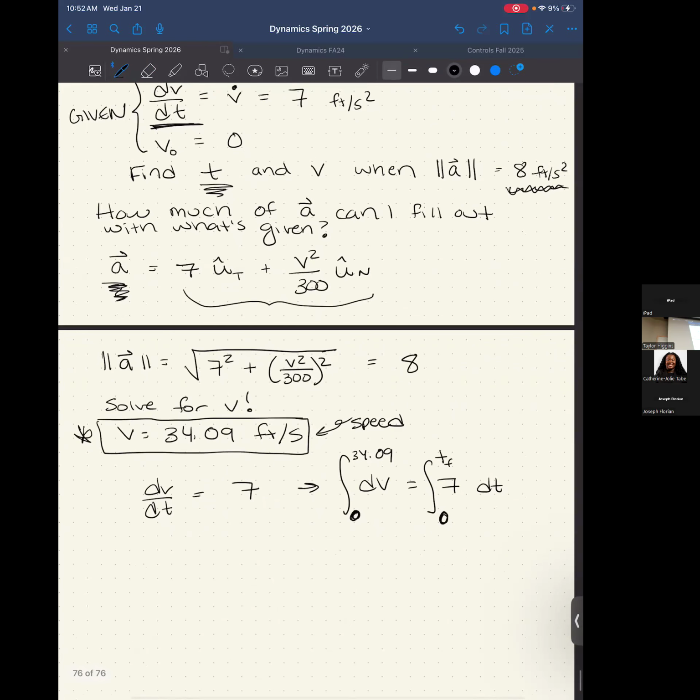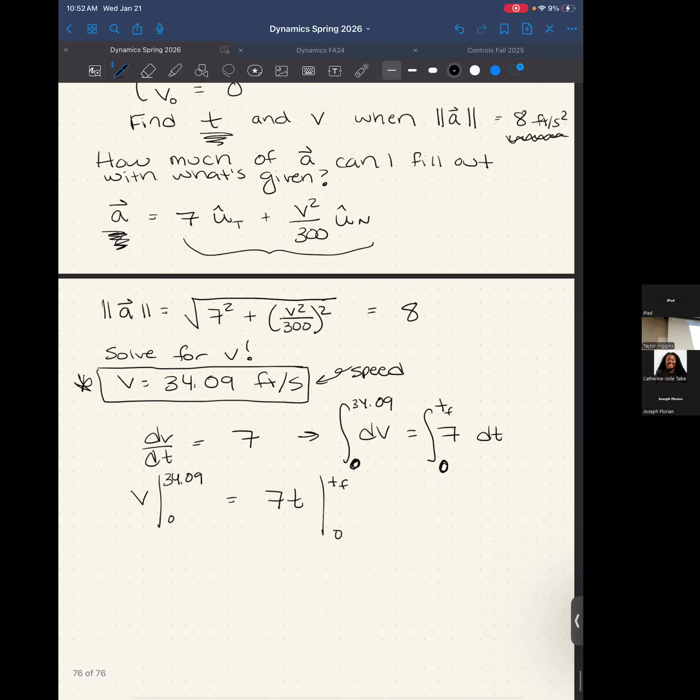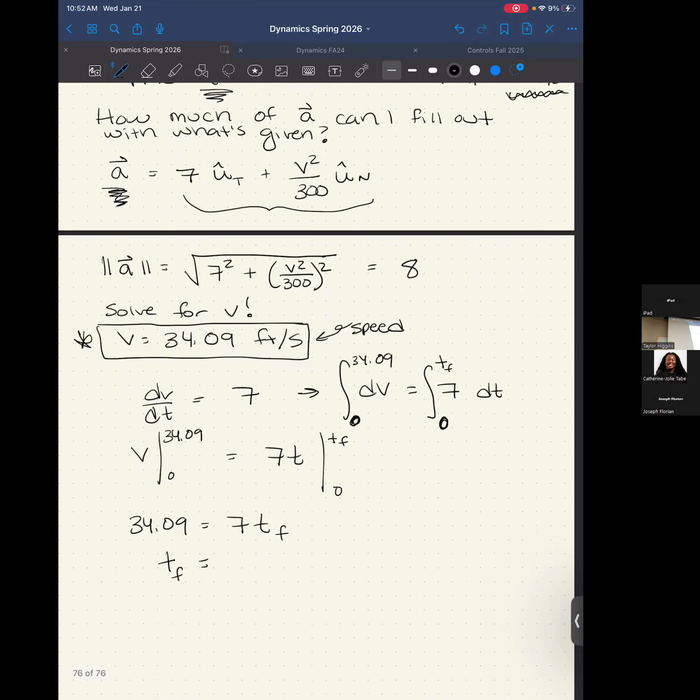Okay, so if I go ahead and do this integration, I get v from 0 to 34.09 equals 7t from 0 to t final. So this is 34.09 equals 7 t final. T final equals what? 4.87 seconds. That's it.